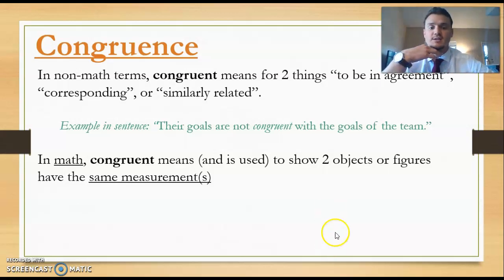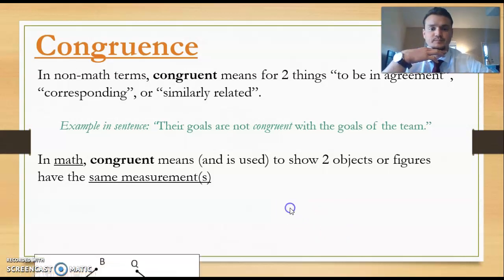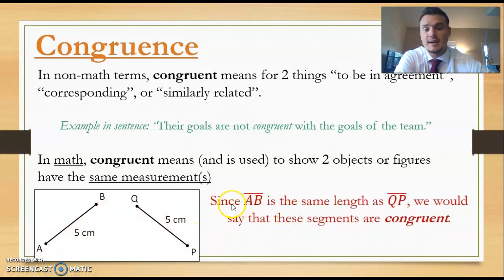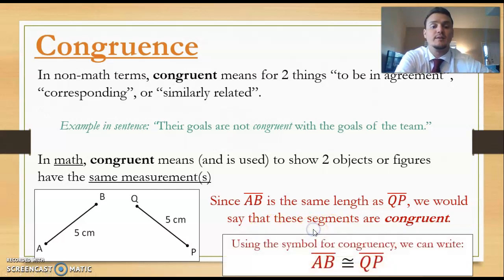So let's look at just a quick example here. If we have these two segments, segment AB and segment PQ or QP, these are both 5 centimeters long as shown by the diagram. Since they're both the same length, that means that they are congruent. So again, since segment AB is the same length as segment QP, we would say that these segments are congruent.